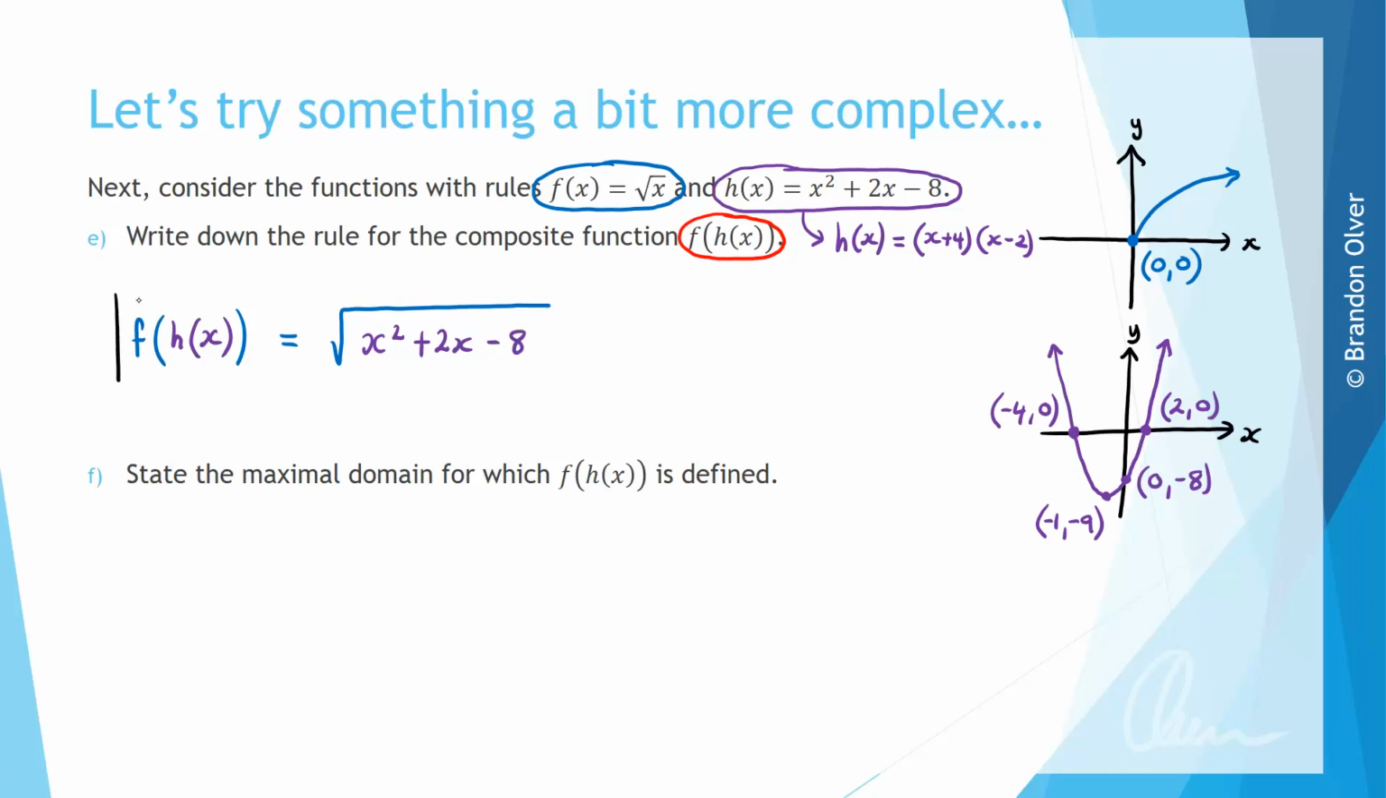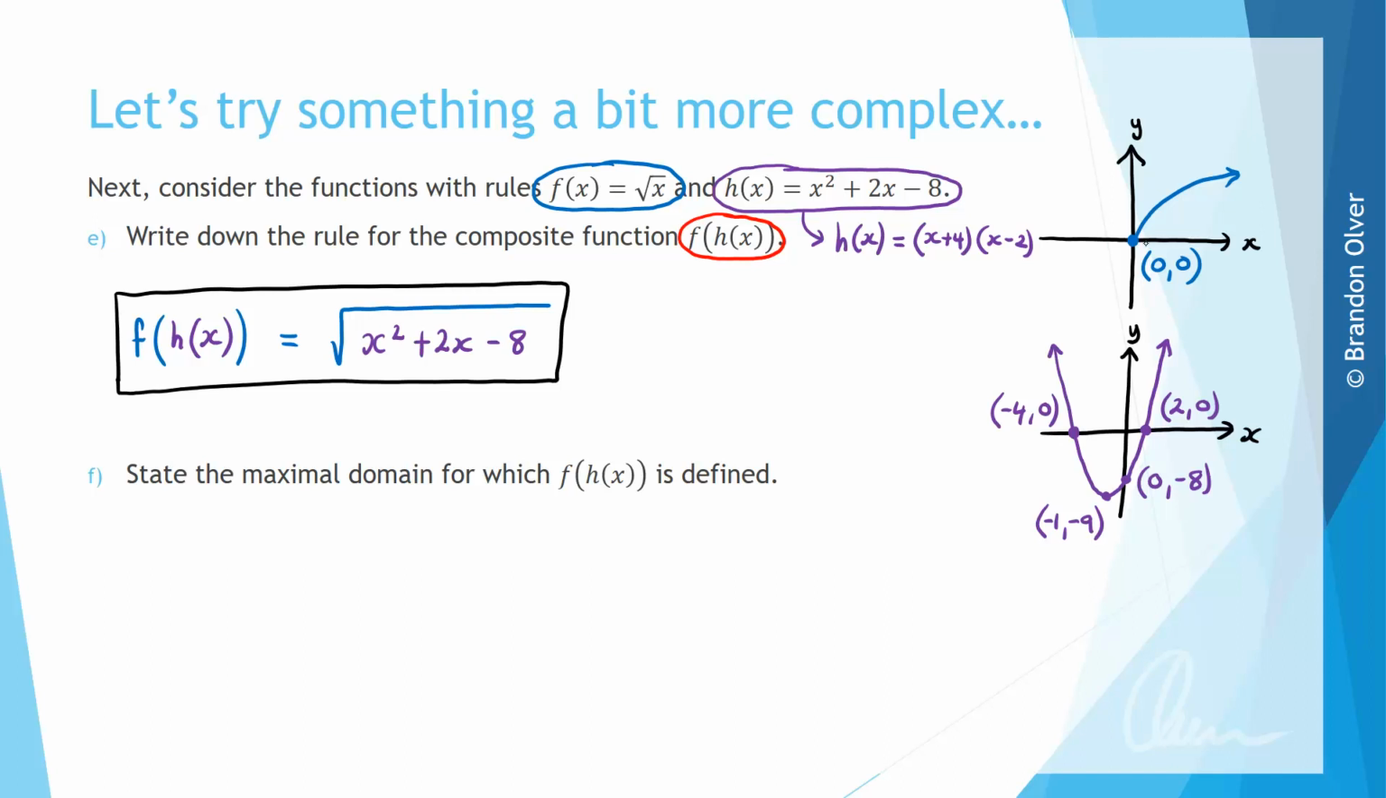So that is the rule for the function f of h of x. Next up, we want to state the maximal domain for which f of h of x is defined. So thinking this through, we need to put x values into h that give positive or 0 out so that it can fit inside of the function f.